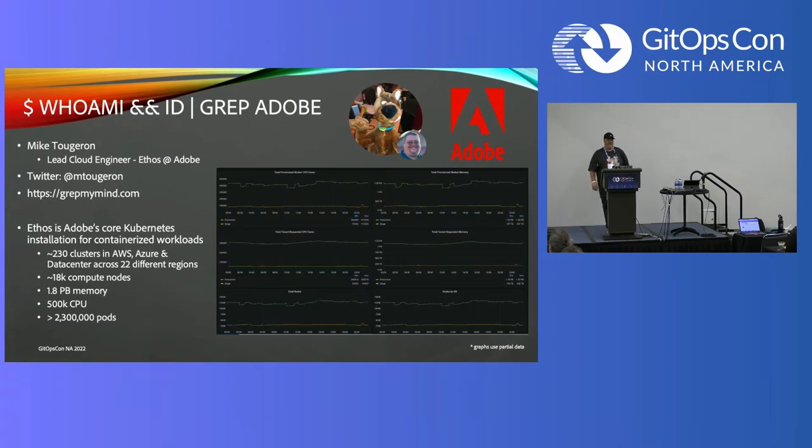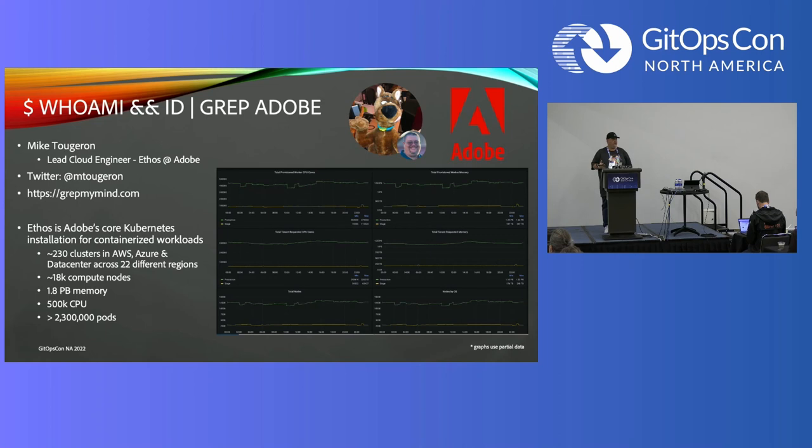I'm Mike Tougeron. I'm a lead cloud engineer at Adobe. I'm on their Ethos platform. That's Adobe's kind of bespoke Kubernetes install. It's very similar to a kubeADM install, just with Adobe's business logic on top.